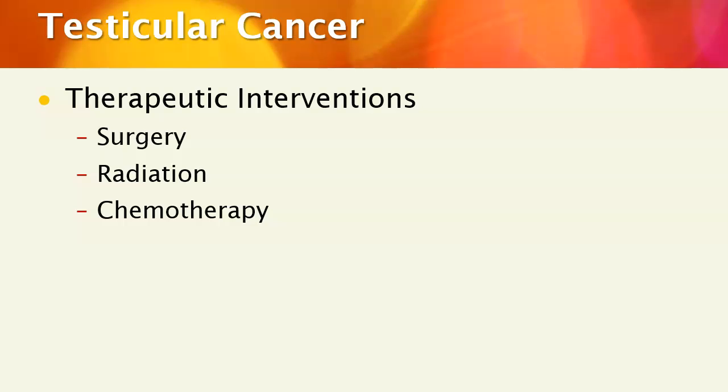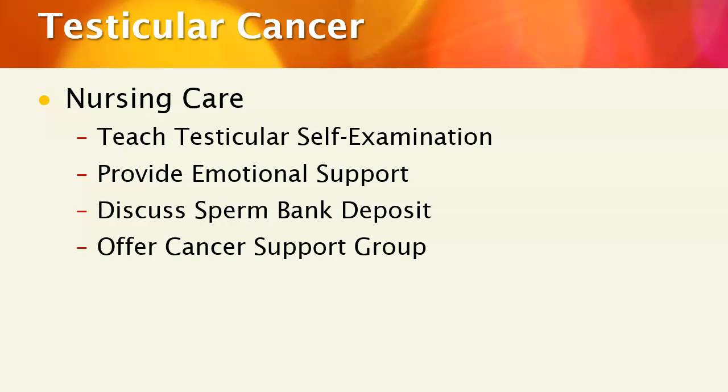Therapeutic interventions are going to include surgery, radiation, and chemotherapy. And again, it's going to be very, very crucial that we catch this as early as we possibly can because the mortality rate for late stages of testicular cancer is actually quite high.